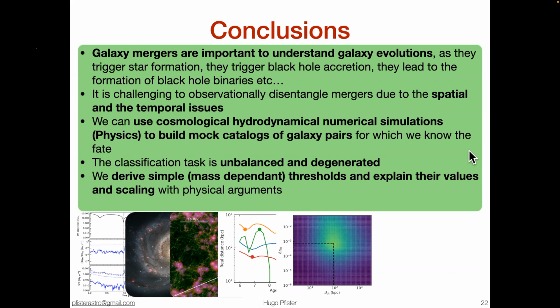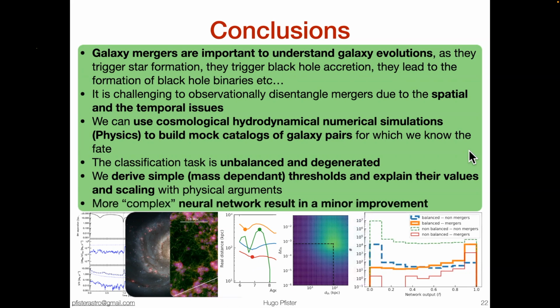I derived some simple mass-dependent thresholds, etc. We understand very well their value and scaling: 100 kiloparsec, typical of galaxy size, scaling as a power law to the 1/3, which is consistent with theoretical expectations. Actually, this neural network works a bit better. The MCC is better than for the very simple threshold. But honestly, to me, it's not worth it. It's a very simple network, but it's not worth the fact that we lose the value which we had understood with physics.